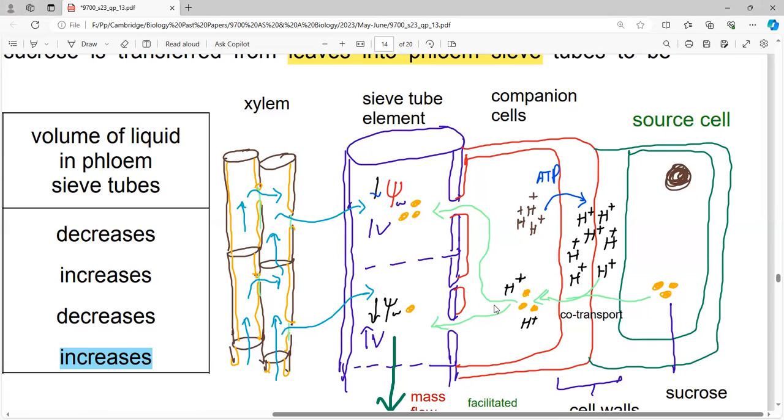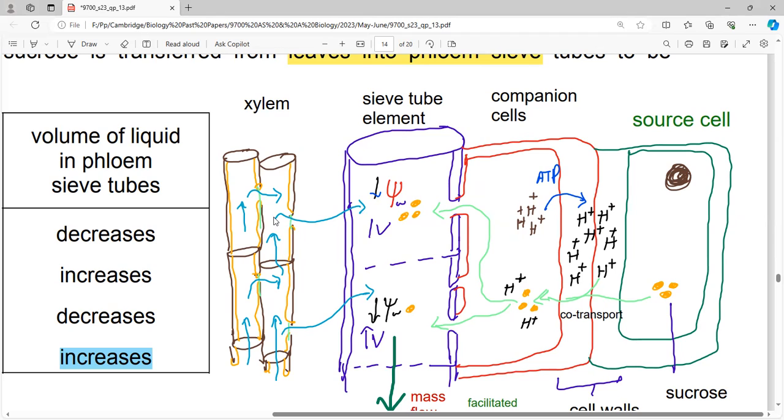So that's our facilitated diffusion. Why? Because the sieve tube element is connected to the companion cell by the plasmodesmata connection. So that's why they have facilitated diffusion. When the sucrose comes inside the sieve tube element, the water potential will decrease. And when the water potential decreases, water will come from the xylem to the sieve tube element through the pit area. You can see that the xylem walls are not completely waterproof.